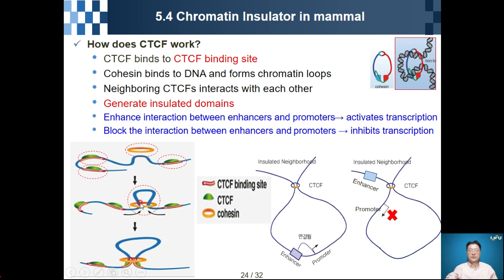After it forms the chromatin loop, neighboring CTCFs can interact with each other. Finally, it will make the insulated domain like this. They will make the insulated neighborhood. They can make the insulated domain.